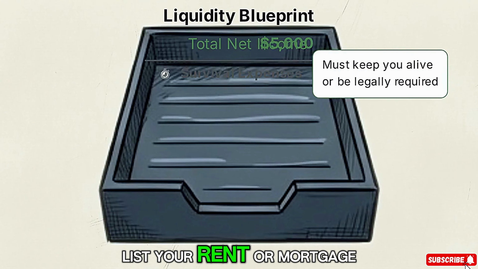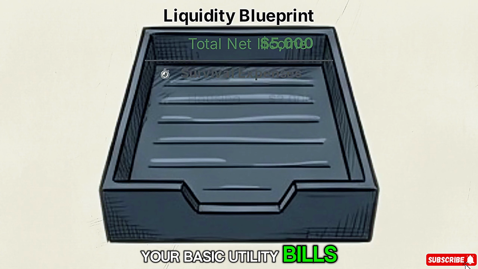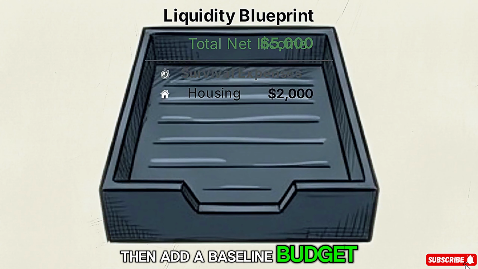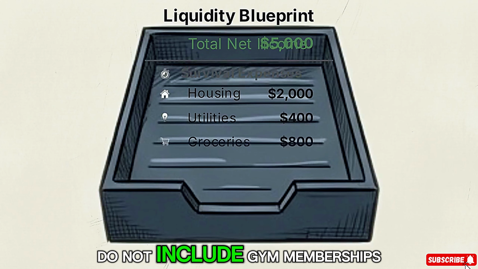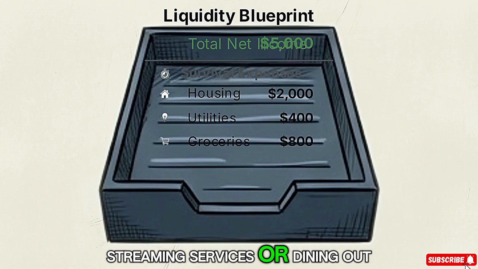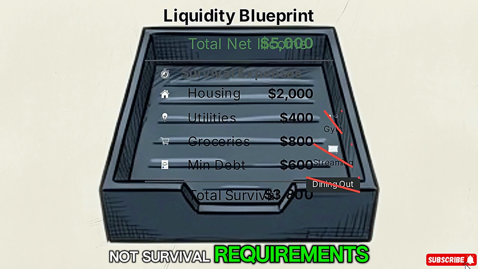First, list your rent or mortgage payment. Directly below that, type in your basic utility bills. Then, add a baseline budget for groceries, followed by your minimum debt payments. Do not include gym memberships, streaming services, or dining out in this section. Those are lifestyle choices, not survival requirements.